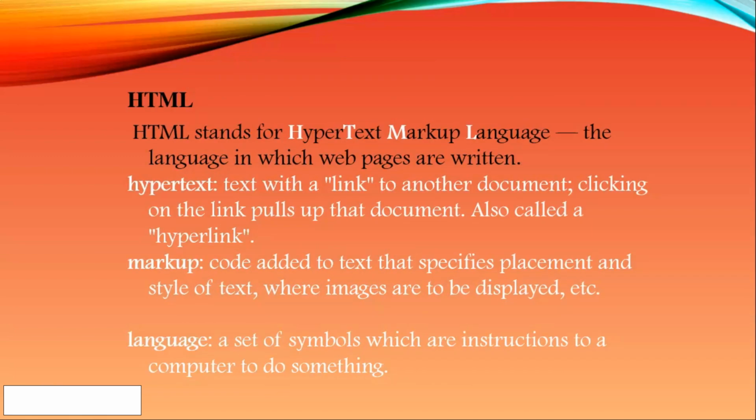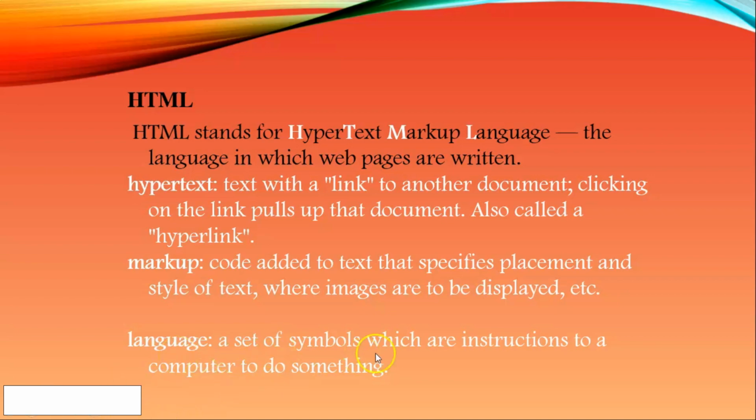Next it is HTML, that is nothing but hypertext markup language. First it is hypertext. Hypertext means text with a link to another document. Just clicking that link, it will take you to another document. This is also called the hyperlink. Next, a markup. Code added to the text that specifies placement and style of text, where images are to be displayed.